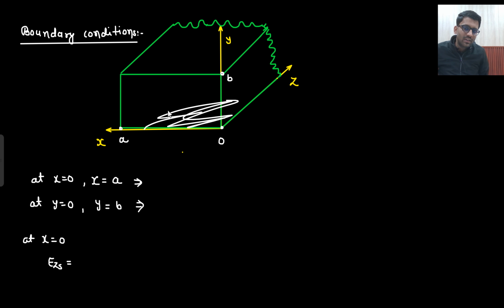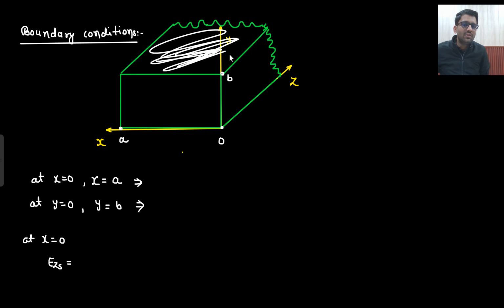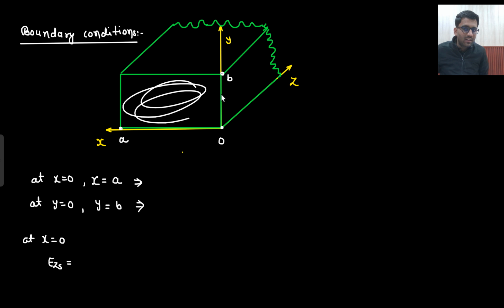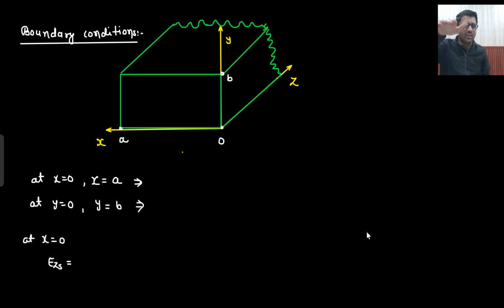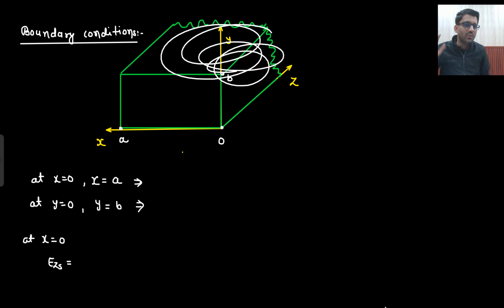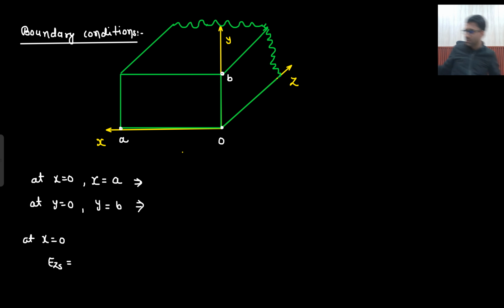What is the equation of this plane? This is your XZ plane, so the equation of this plane is Y equals 0. And what is the equation of this plane? This plane is Y equals B. Is there any plane here? No, this is open. Is there any plane here? No, this is open. If you remember the matchbox, you remember where it will be open and where the conducting plates will be. So these are the conducting plates.